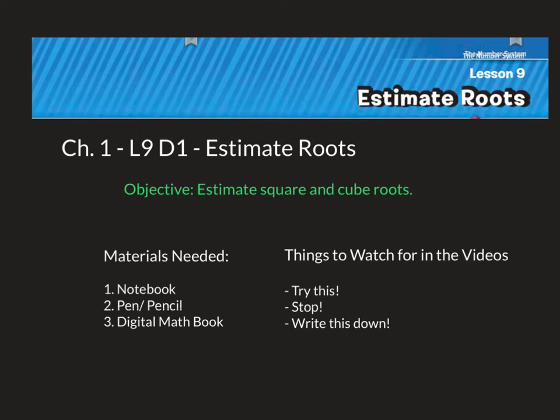Hey everyone, today we're working on lesson 9, day 1, estimating roots. Our objective is to estimate square and cube roots, and please make sure that you have something to write on, something to write with, and to be watching for areas in the video where I ask you to try some problems and come back and check your answers.